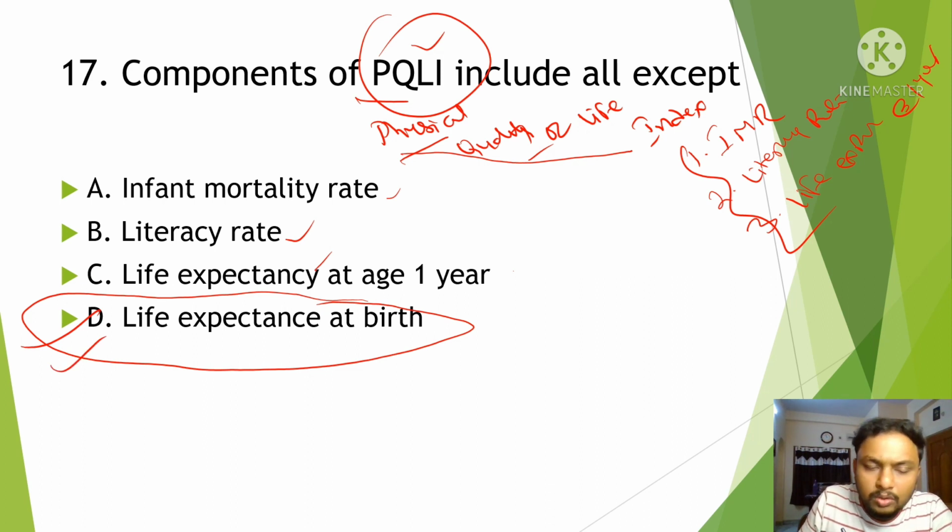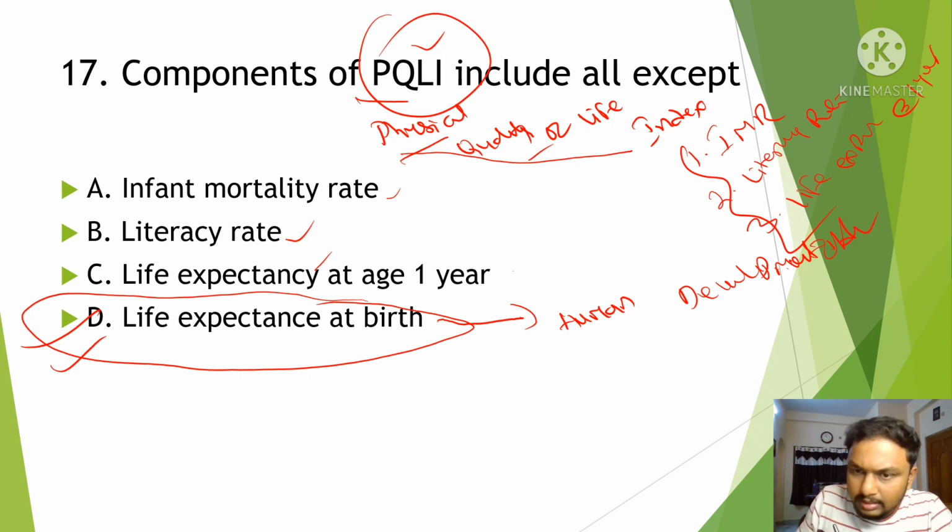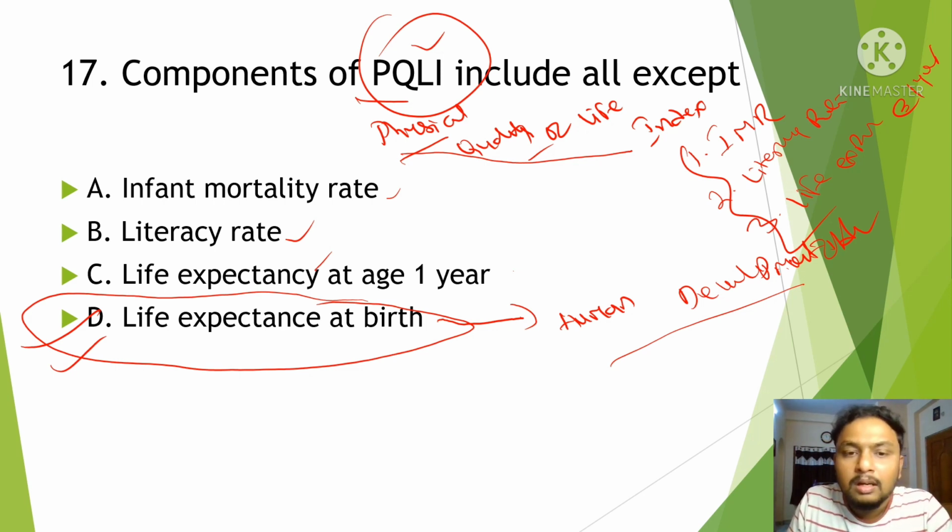Life expectancy at birth will be there in the human development index. That is another index. In the PQLI you will only have IMR, literacy rate, and life expectancy at age 1 year. So this is your answer. Next question.